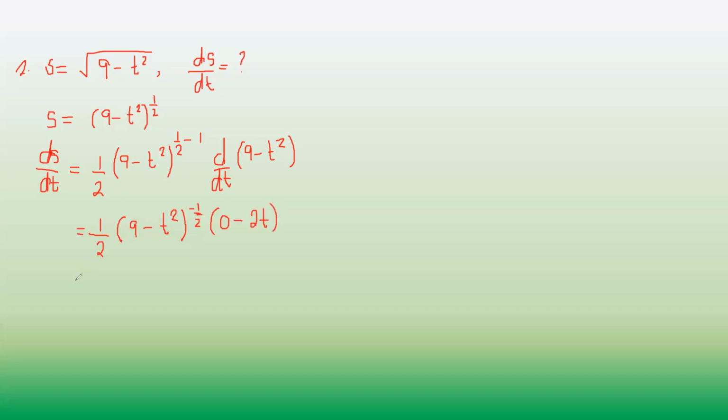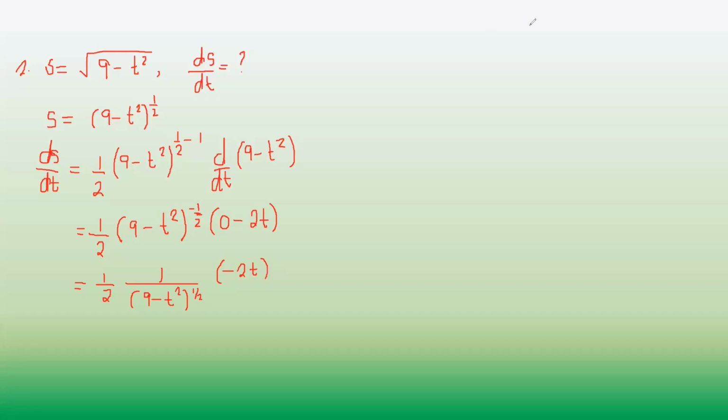Then again, simplify pa natin. So we have 1 over 2, or 1/2 of, ito naman, para masimplify yan, maging positive exponent, 1 over natin. So 1 over the quantity 9 minus t squared, then raised to positive 1/2 na siya. So positive na yun. 0 minus 2t is simply negative 2t. Okay.